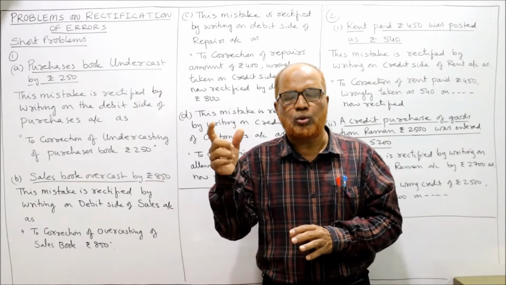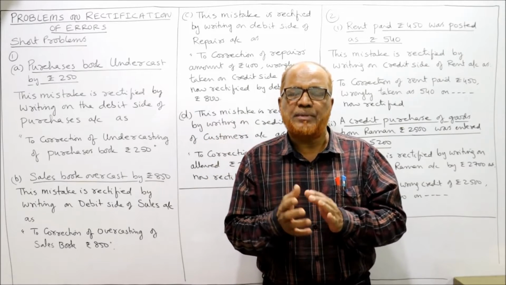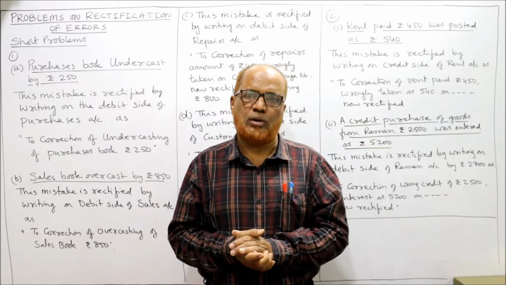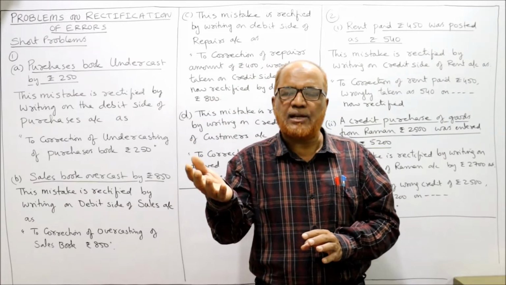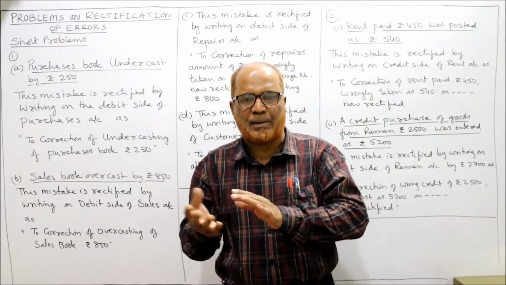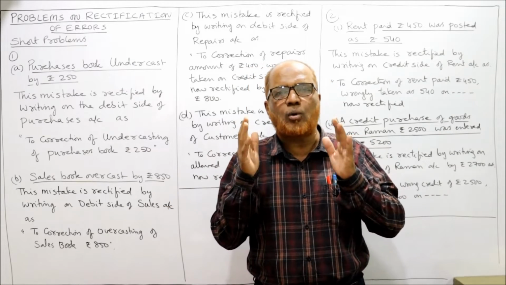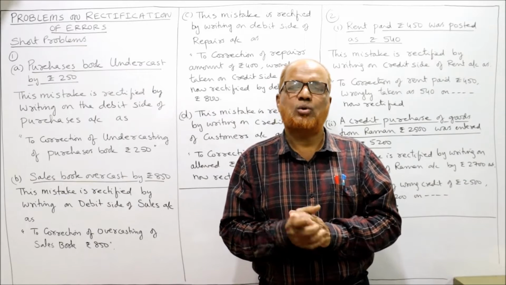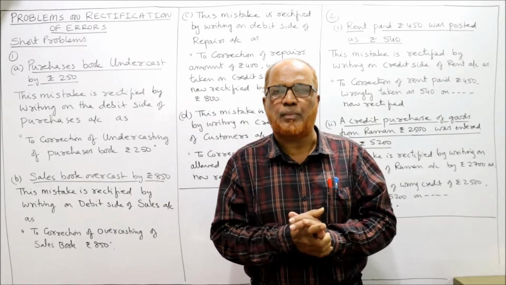Errors of principle are those errors in which the accounting principles are not followed. For example, a capital expenditure is treated as revenue expenditure or revenue expenditure is treated as capital expenditure. Some accounting rules are violated. Those are errors of principle.